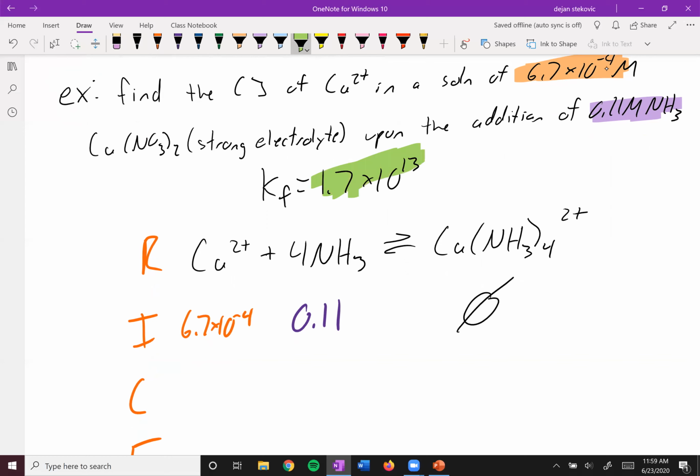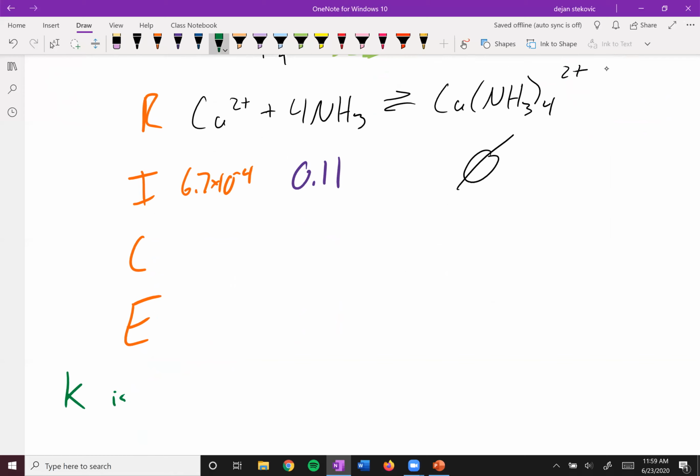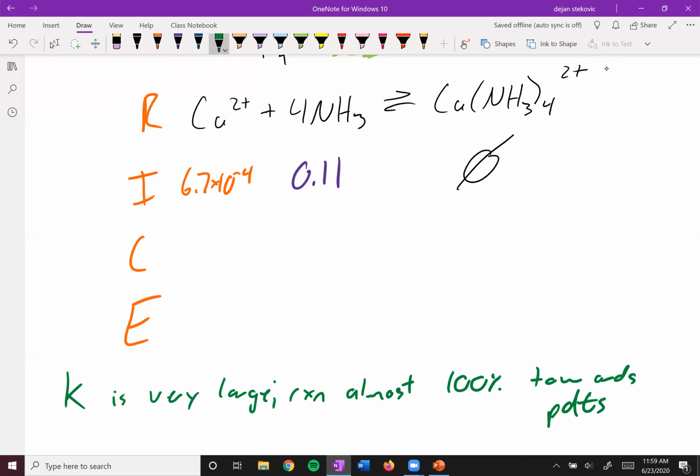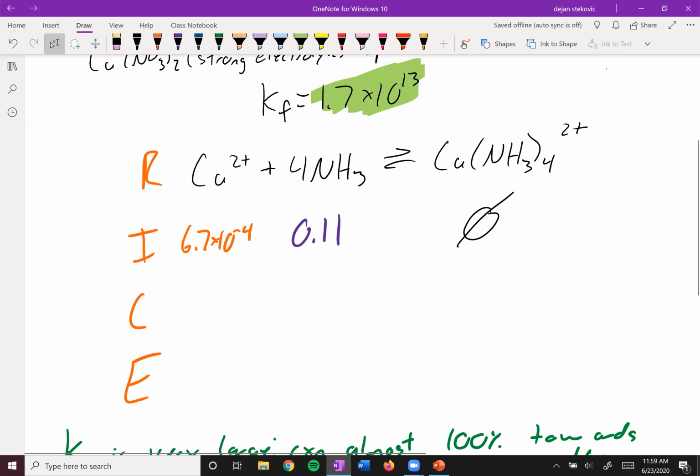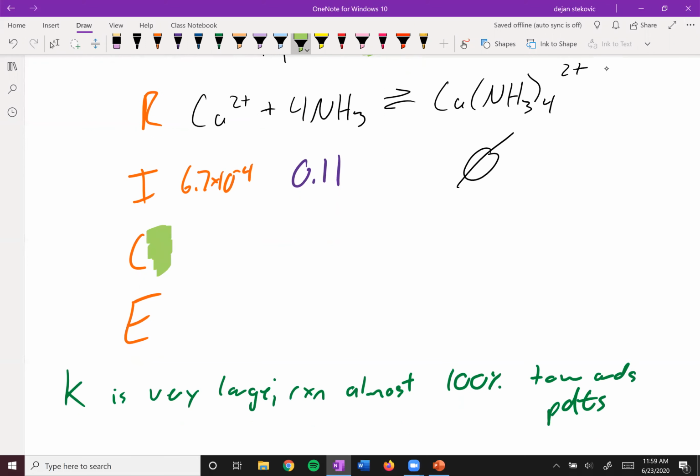We see that our Kf is very large. And so since the K is really, really large, we know that the reaction will almost go to 100% towards products. Right? The K is very large, it's products over reactants, so we're almost going to transform all of our reactants into products. And so this is where we're going to start inserting this assumption.